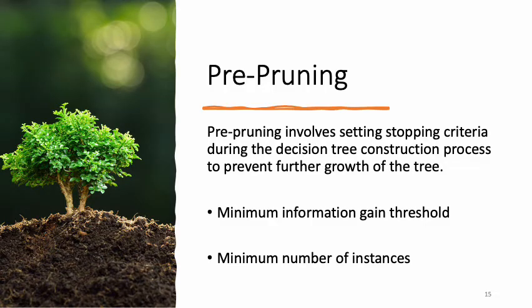The second approach is using a minimum number of instances. If the number of instances at a node falls below a certain value, the node is not split further. This criterion prevents overfitting to small data subsets and ensures a more general model.